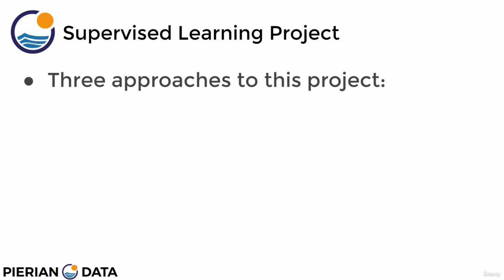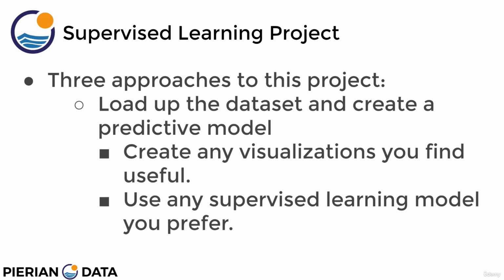So there's three approaches to this project. The first one is to simply load up the dataset, that is the CSV file we provide in the notebook, and create a predictive model, where you're just going to create any visualizations you find useful to understand the data, and then you'll use any supervised learning model you prefer. So essentially you're just going to run the first three cells in the notebook, or create a brand new notebook, and just have at it.